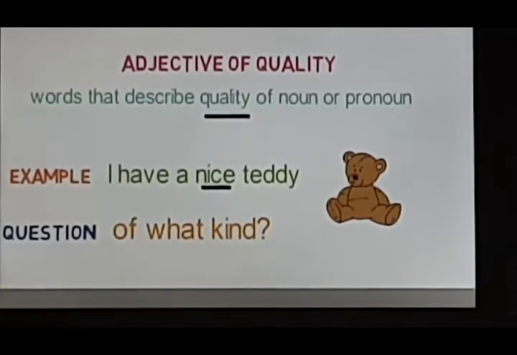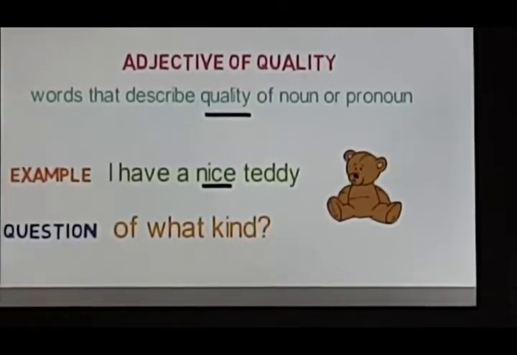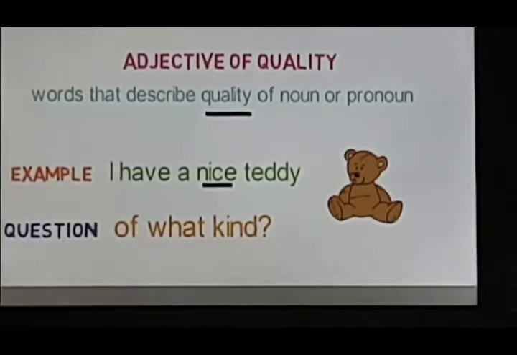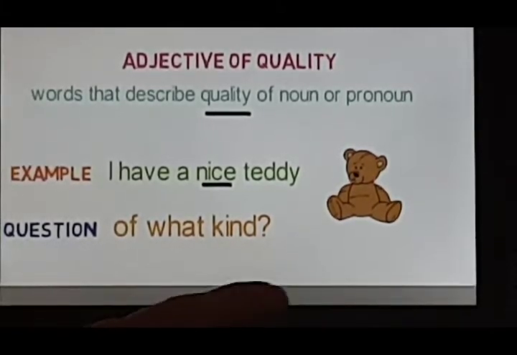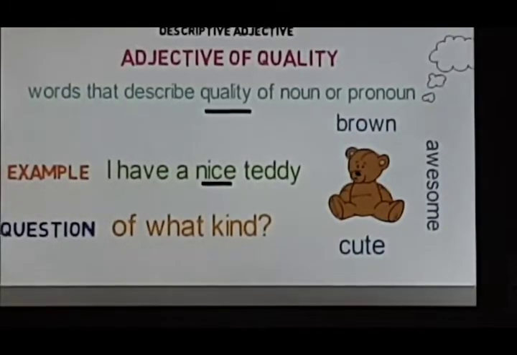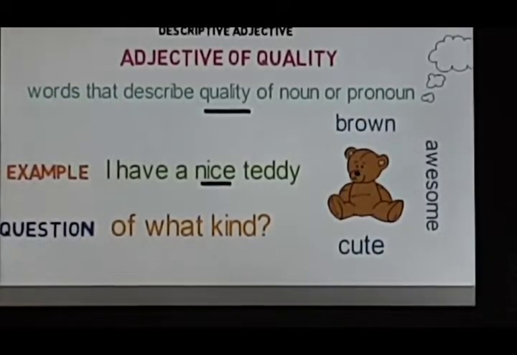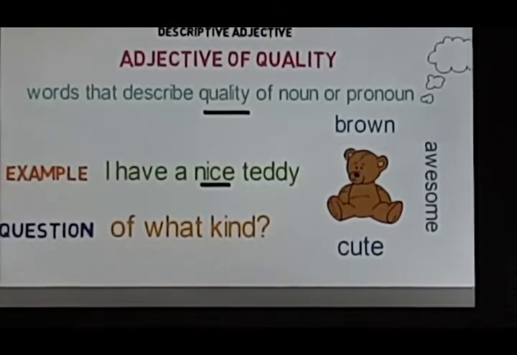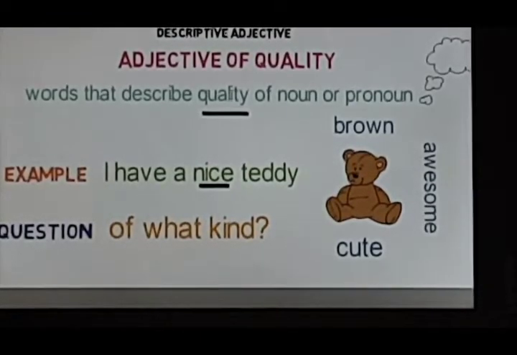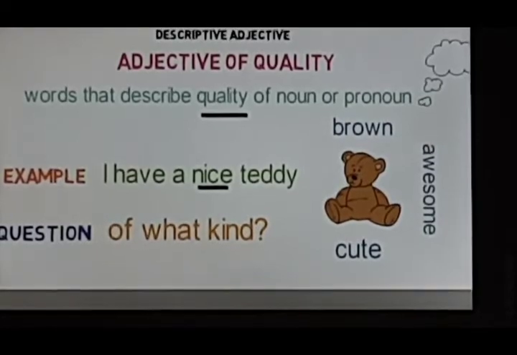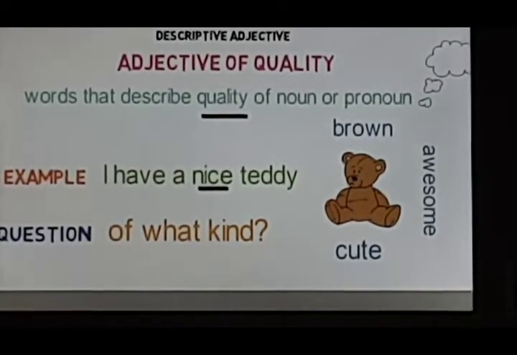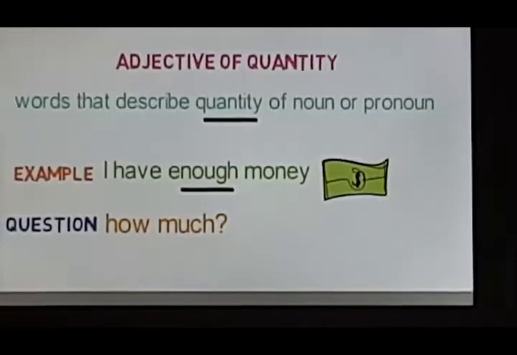I have a nice teddy. What kind of a teddy do you have? I have a nice, plump, fat, brown teddy. So all these words, nice, brown, awesome, cute, they are adjectives of quality that can describe a noun by answering the question what kind. Now next is quantity.